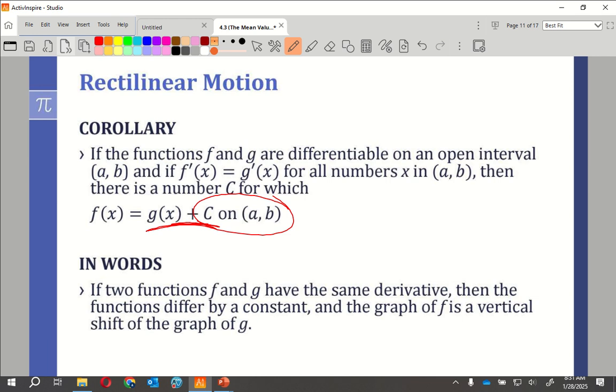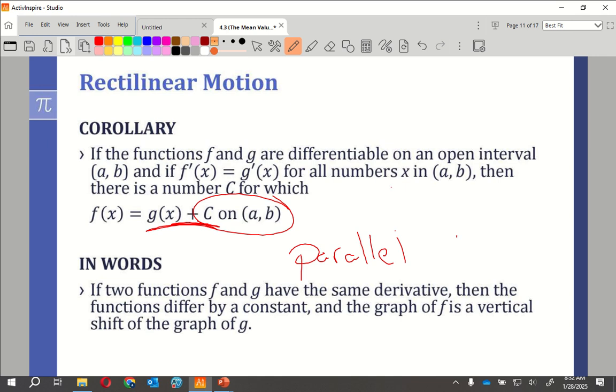Now, there's another word for this. Anyone tell me what that word is? That the lines are going to be... Yep. The lines will be parallel. They must be parallel. So if they have the same slope, that means the derivative is the same.